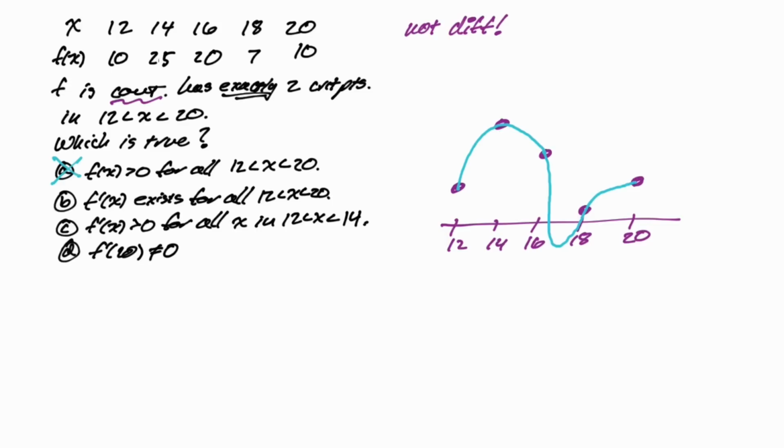F prime exists for all x between 12 and 20. This, I think you can just say f is not differentiable, or is not given to be differentiable. It could be, but we don't really know. You could cross this out right away. But also, I think it's helpful to try to sketch a graph.